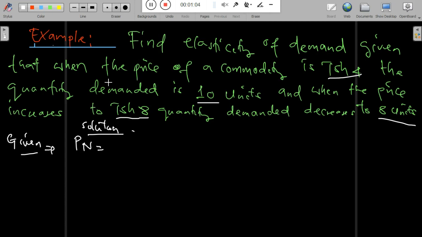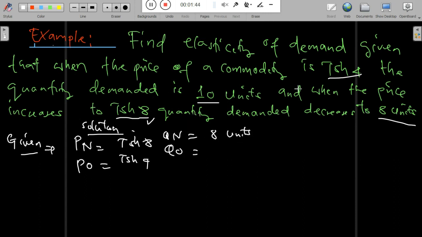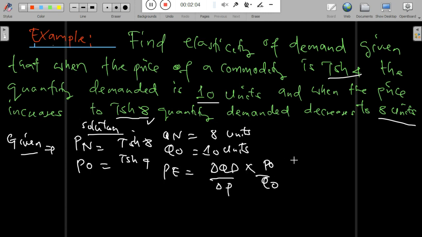First of all, we need to write down the data given in our question. So we have the given data: we have the current price, Pn, that is 8 Tanzania shillings, and the quantity demanded decreases to 8 units, and we have what we call the base year price, that is 4 Tanzania shillings. As well, we have the current quantity, that is 8 units, but also we have the base year quantity, that is 10 units.